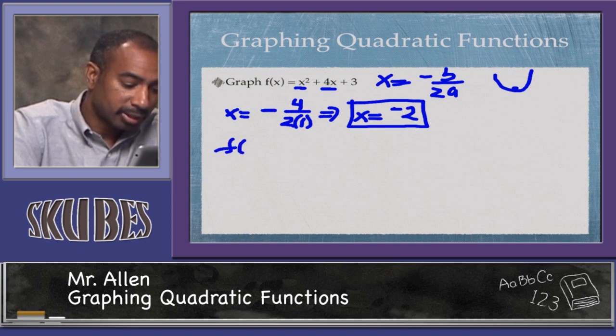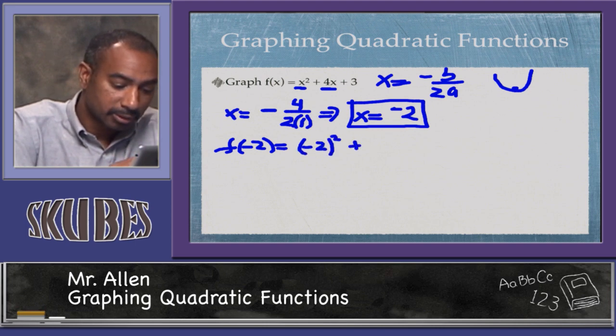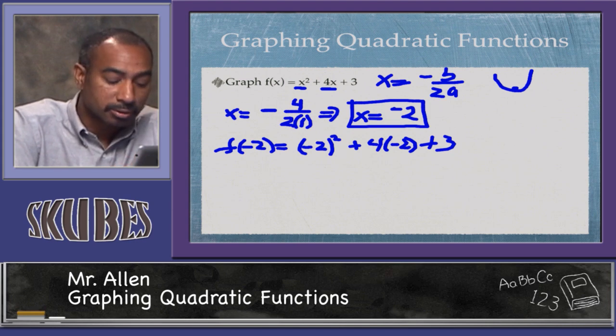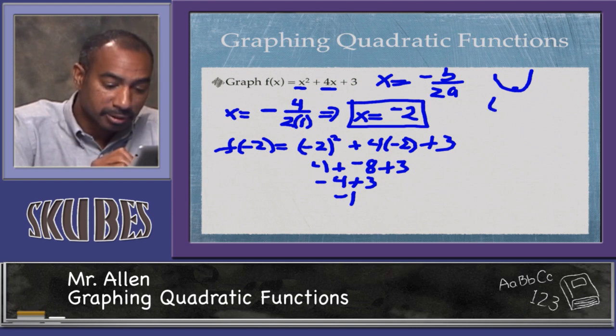So look, if I put f of negative 2, that's going to be negative 2 squared plus 4 times negative 2 plus 3. And then just use order of operations. This is going to be 4 plus negative 8 plus 3. 4 plus negative 8 is negative 4 plus 3, and this gives us negative 1. So this tells us this bottom point here has to be negative 2, negative 1.